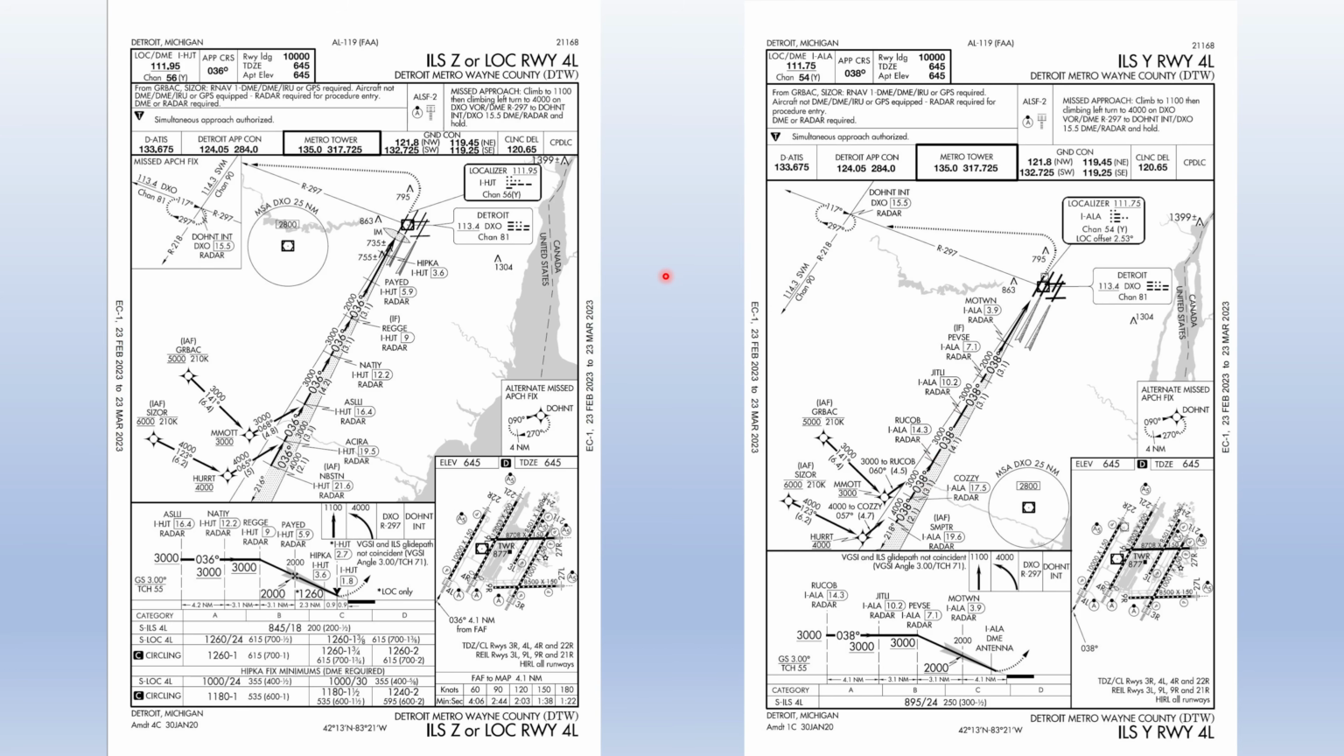So the way they differentiate these approaches is they label them with a letter. Since circling approaches got A and then went up, they start with Z and then go down. So the first approach that was designated here for 4 left at Detroit was designated the ILS Zulu, and then the second one they created was the ILS Yankee. And so that's how they differentiate between two approaches of the same type that go to the same runway when they're different procedures.